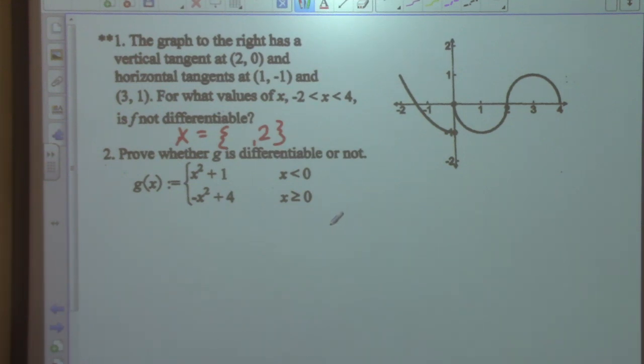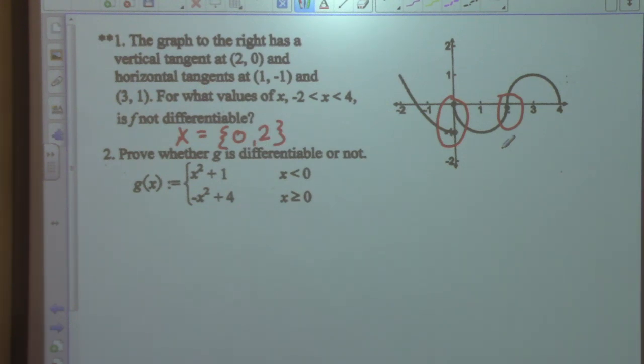Show me 0. 0? I'll give Kylie credit for that. She said it. Yeah. And so what disqualifies x equals 0 and x equals 2? Okay, not continuous here. What disqualifies 2? It's a vertical tangent. Vertical tangent. Okay. All right.